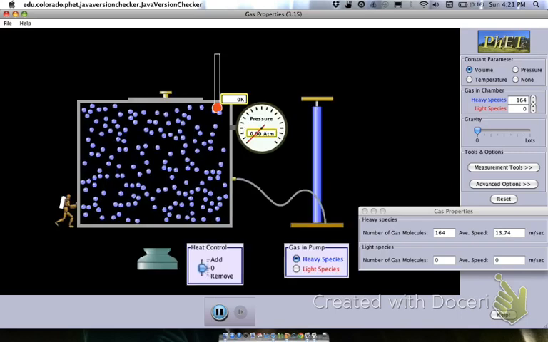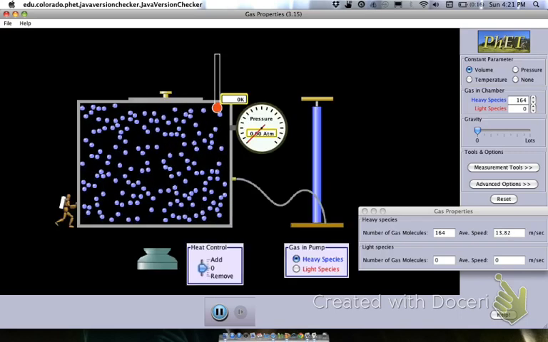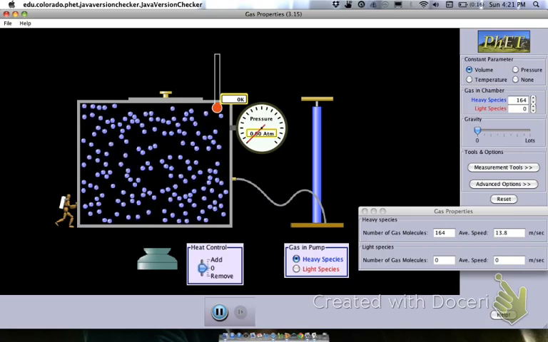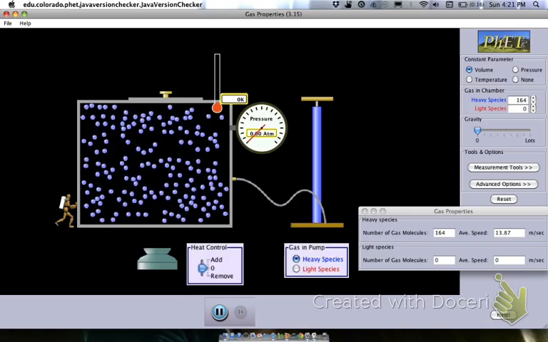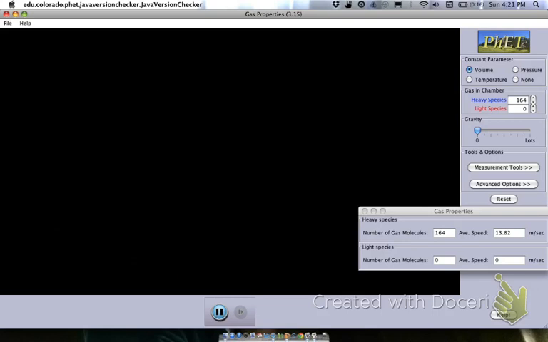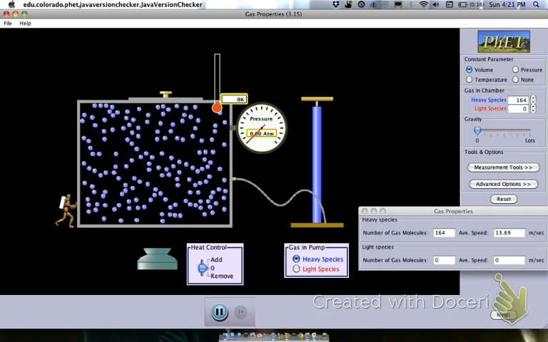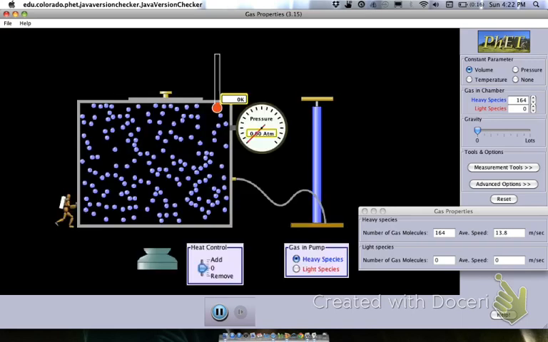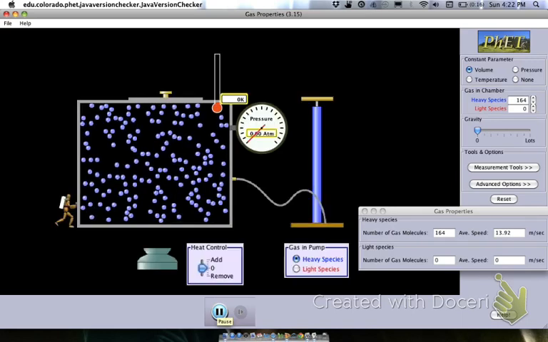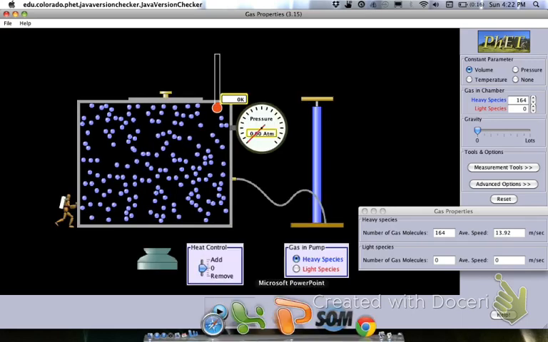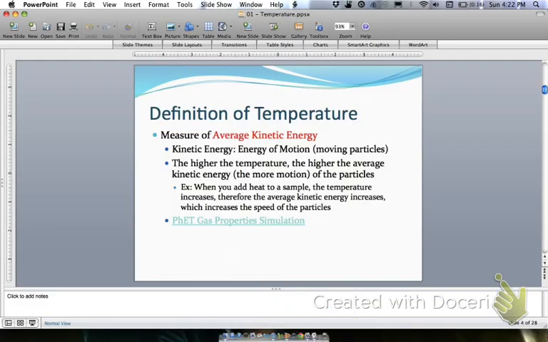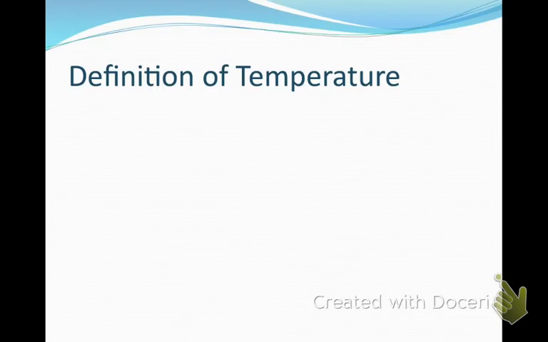That's the smallest that we can go to, or the lowest we can go to in the Kelvin scale. And take a look at the particles. They're barely moving. They're just vibrating at this point. And the speed is around 13 meters per second here. So we can see from this simulation that when we change the amount of heat added, the average kinetic energy will change.